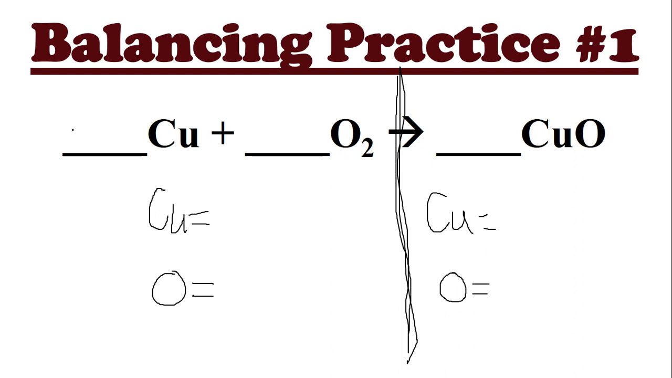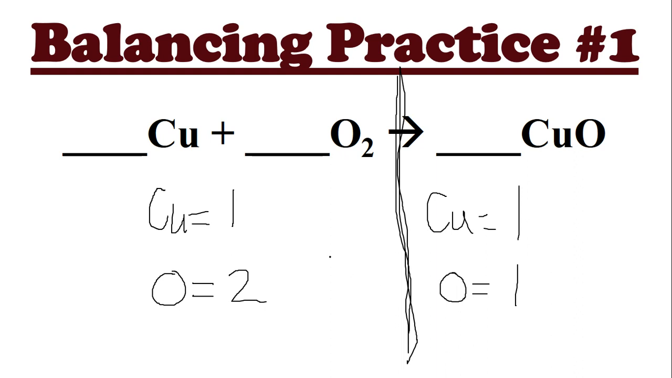All right. On the left side, let's look at Cu. How many do we have? We have 1. And how many O's do we have? We have 2. On the right side, we look at Cu. We have 1. We have 1 O as well. Then we look, are the numbers equal for both things? No, O's aren't equal. So that's where you're going to start. You're going to try to get your O's equal.